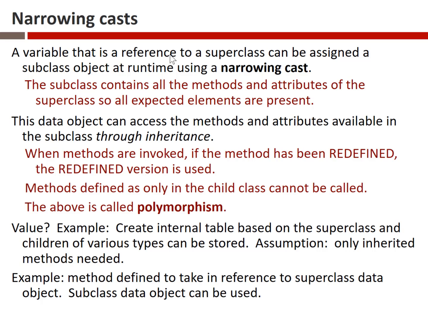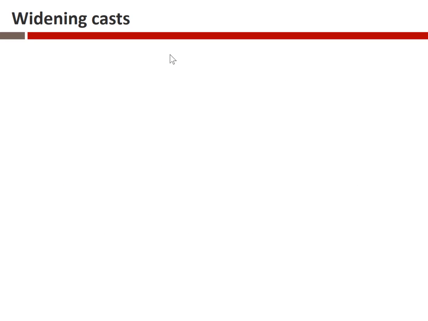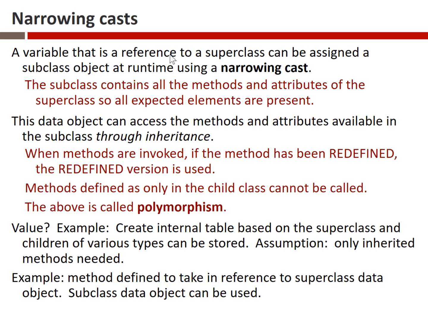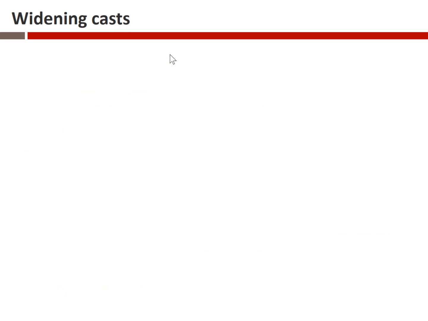And we already did this. So if a method is defined to take in a reference to a superclass data object, the subclass data object can be used. So what we just did is technically called narrowing cast, okay? That's just the term to describe when you take a child object and use a parent reference object to point to it. You can go the other direction and do what is called a widening cast. But this is only used in a very specific situation.